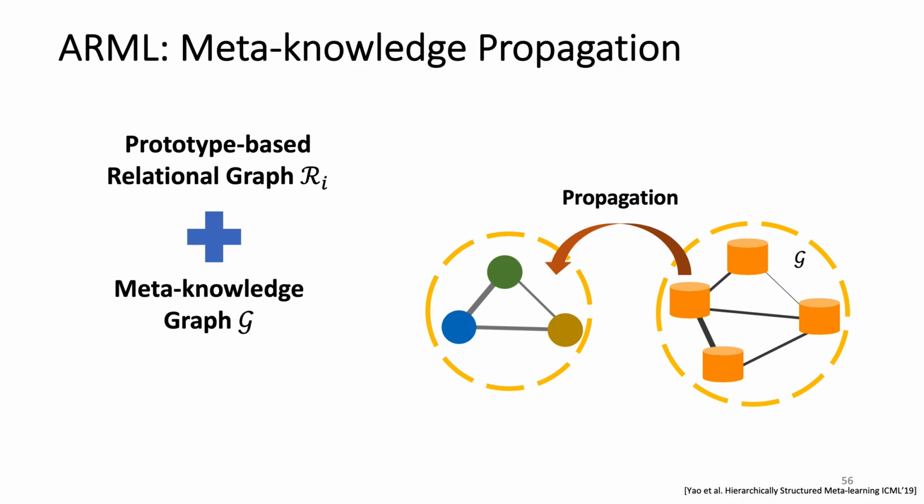To propagate the information from the meta-knowledge graph to the prototype-based relational graph, here we will construct a supergraph. The supergraph consists of two types of graphs, and these two types of graphs make up the nodes of the whole supergraph, with links across the graphs. So there are three types of links. The first link is based on the prototype-based relational graph, and the second type of link is in the meta-knowledge graph. And finally, the third is a cross-link between the prototype relational graph and the meta-knowledge graph. And then the information can be propagated from the meta-knowledge graph to enhance the representation of the prototype-based relational graph.